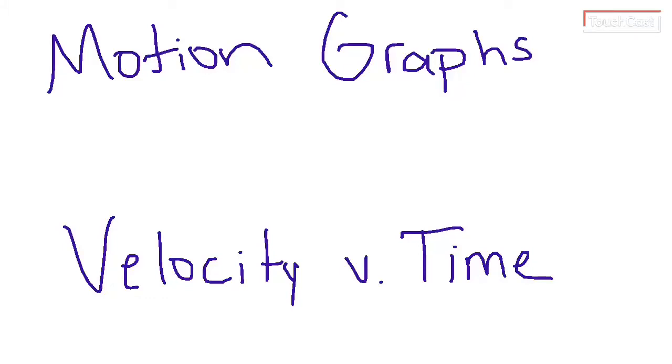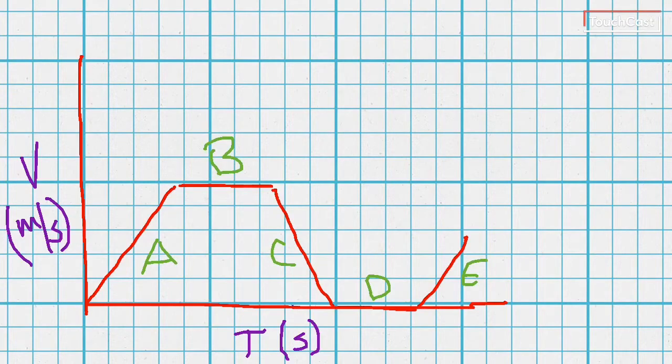Hi, I'm Mr. Evans, and we're going to continue our talk on motion graphs, this time though emphasizing velocity versus time graphs, which in my opinion I think can be a little bit trickier. So let's go ahead and dive into some graphs. Similar to our last video where we covered displacement versus time, I want to begin here with a graph where we just analyze what the different slopes mean.